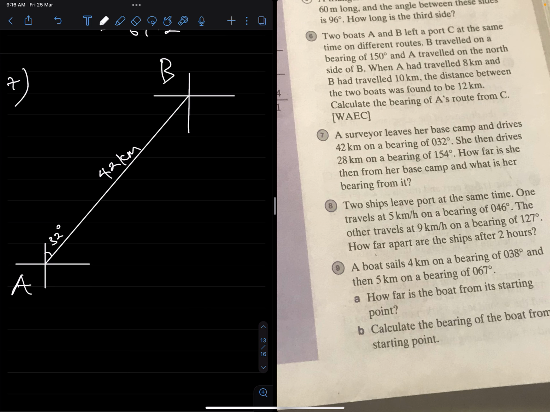And from there, she then drives 28 kilometers on a bearing of 154 degrees. So from where she is, she drives 28 kilometers on a bearing of 154 degrees, which is going to be somewhere around here. I want to make this 28 kilometers. I just need to make sure that it's not as long as 42. It's a sketch.